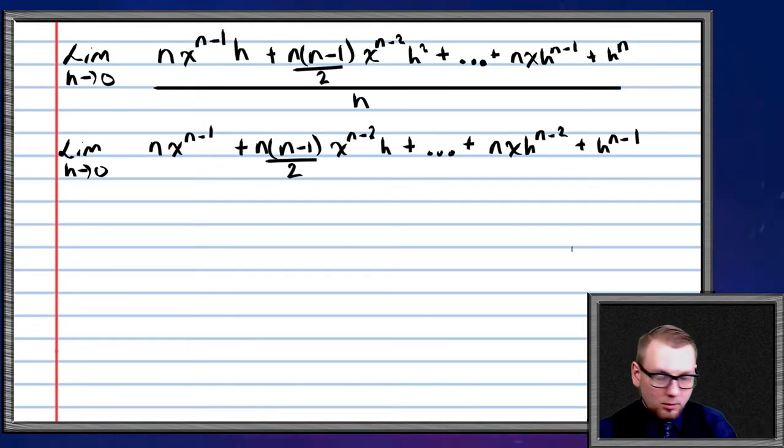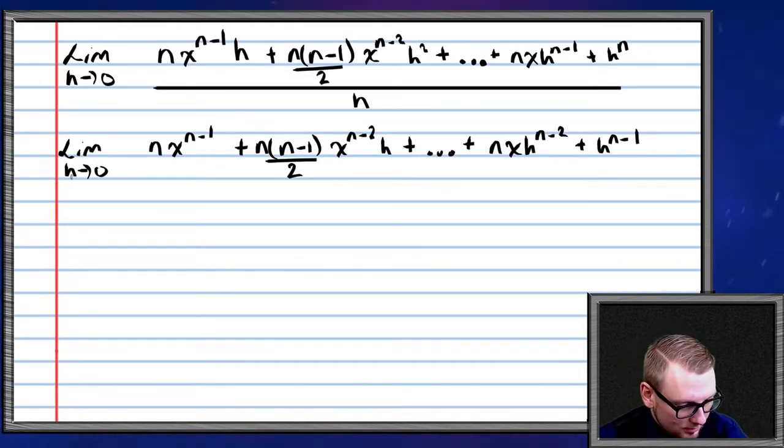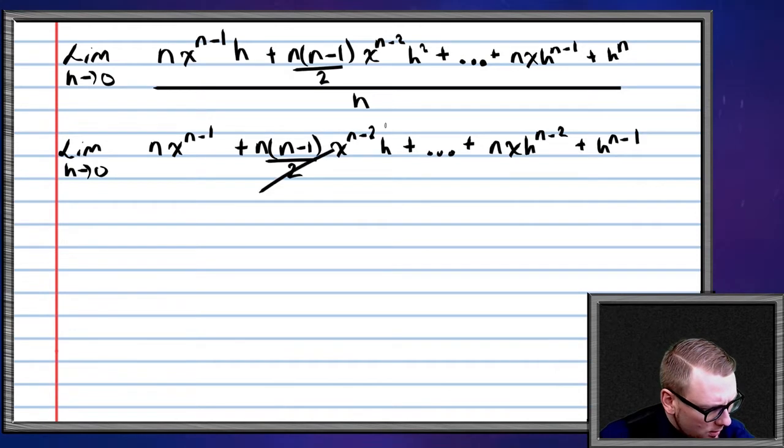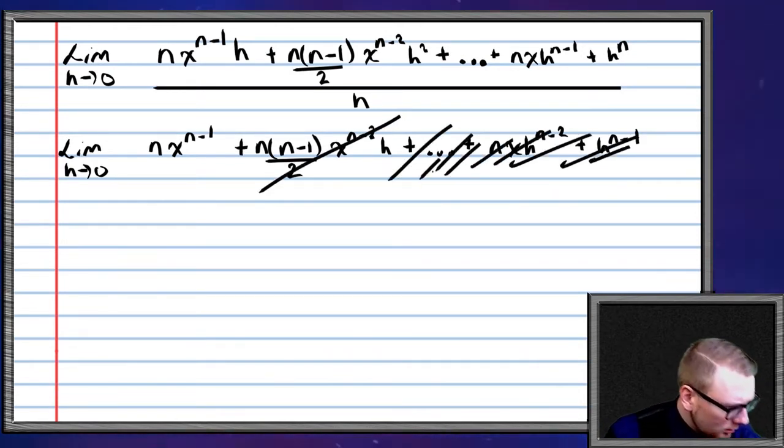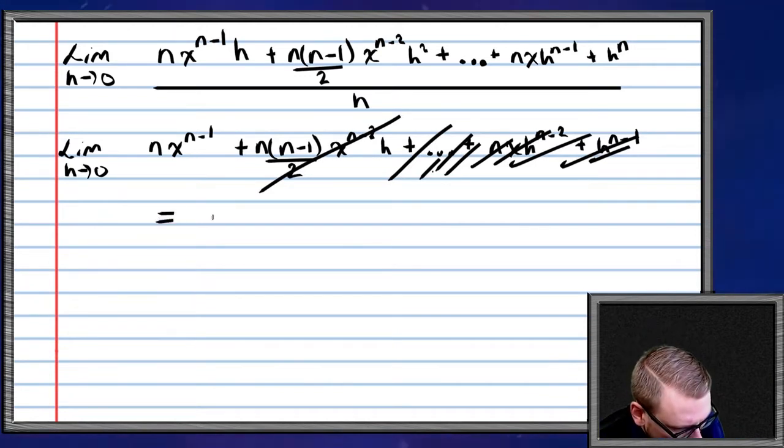Okay, well, if we take the limit as h approaches 0, this term becomes 0, this term becomes 0, all these terms become 0, and we are just left with n x to the n minus 1.